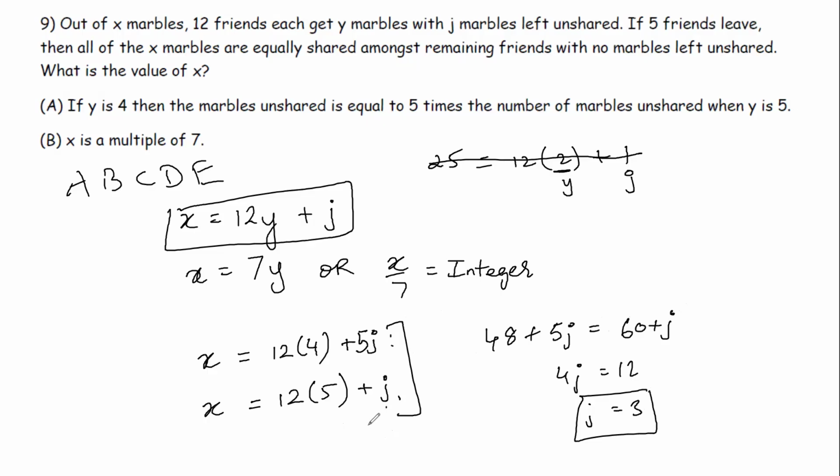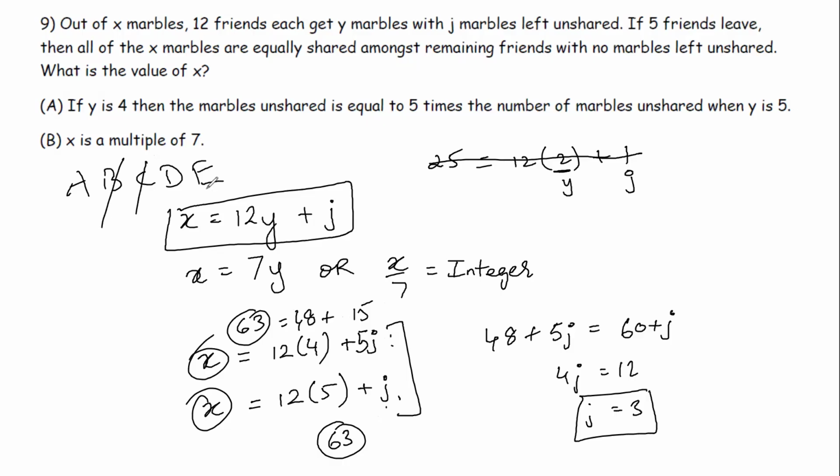When j is 3, we get 63. And here we get 48 plus 5 times 3, 15, which is also 63. Both give us exactly the same value of x, which is 63. So what is the value of x? A gives us the answer.